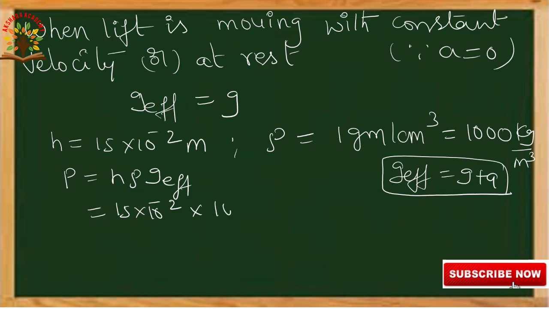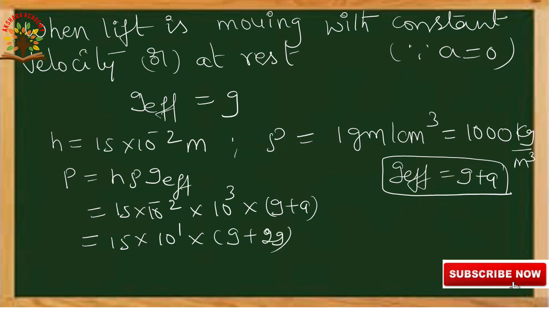Rho is nothing but 1000, we are writing 10 cube. g effective is equal to g plus a. That is equal to 15 into 10 to the power of minus 2, 10 cube nothing but 10 to the power of 3, into g plus a, they given as 2g. So that is equal to 15 into 10, 150 into g plus 2g, 3g.